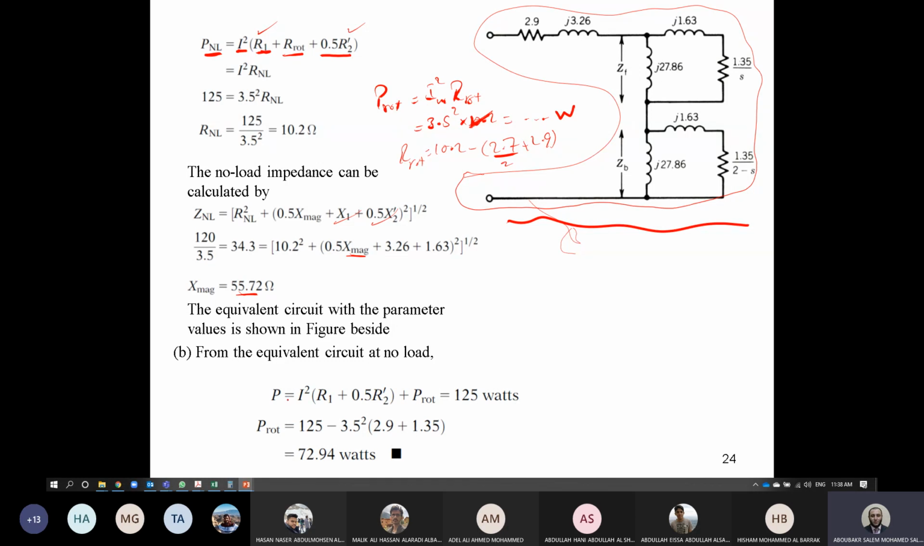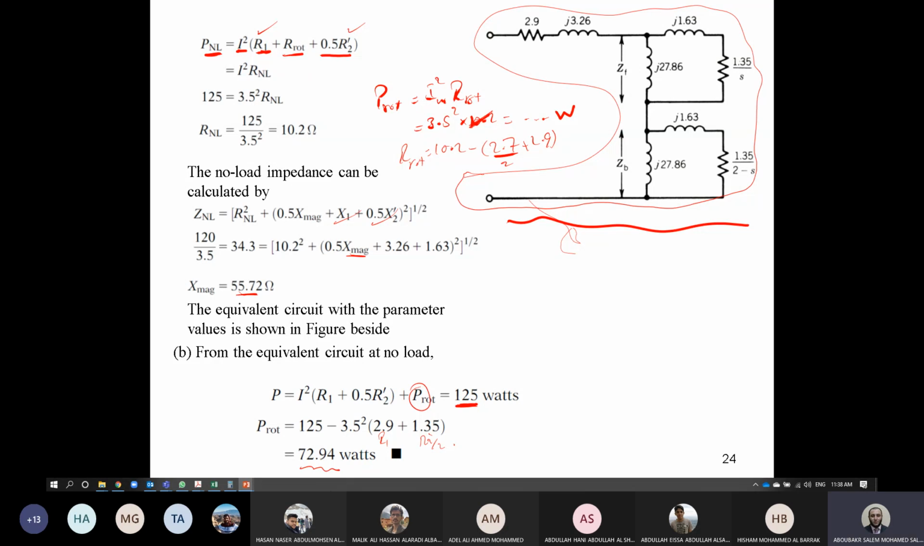So the rotational loss can be obtained now as I no load square multiplied by the value of R rotational. And from the equivalent circuit at no load, we can say P equals I square multiplied by R1 plus 0.5 R2 prime plus P rotational, which is the 125 watt. This is the no load losses. So we can say now P rotational equals 125 minus I square multiplied by these values, where this is R1 and this is R2 prime over 2. So finally the rotational loss will be 72.94 watts.